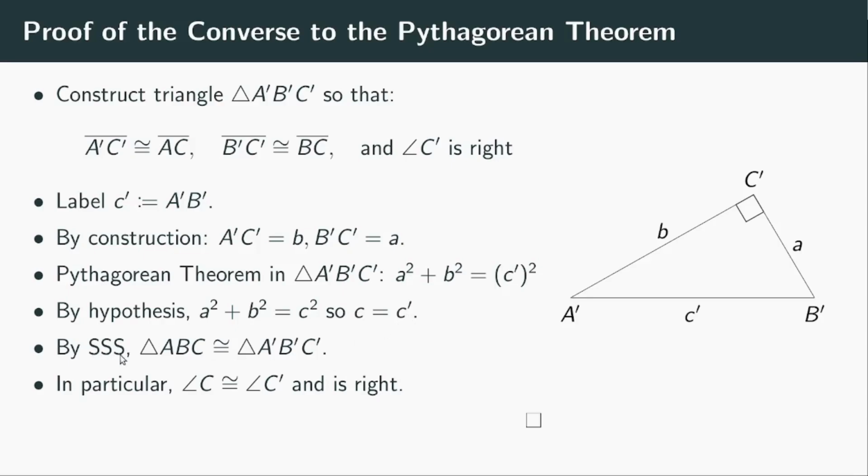So now by side-side-side, triangle ABC is congruent to triangle A prime B prime C prime, because we just proved that c prime is equal to c. So now we have the side-side-side condition. And from that congruence of those two triangles, the angle in C is congruent to the angle in C prime, and lo and behold, the angle in C prime was a right angle by construction, and hence the angle in C is right.